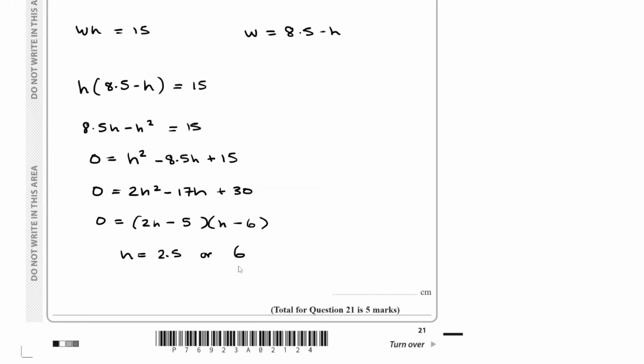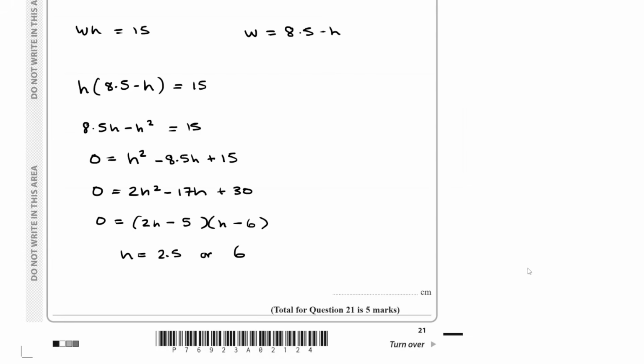Now, you might be thinking, well, what's w? If you were just to quickly in your head substitute both of these values back into this original equation, w is equal to 8.5 minus 2.5, that would give me 6. Or w is equal to 8.5 minus 6, it would give me 2.5. So what that tells me is we actually do already have one as the height, one as the width.